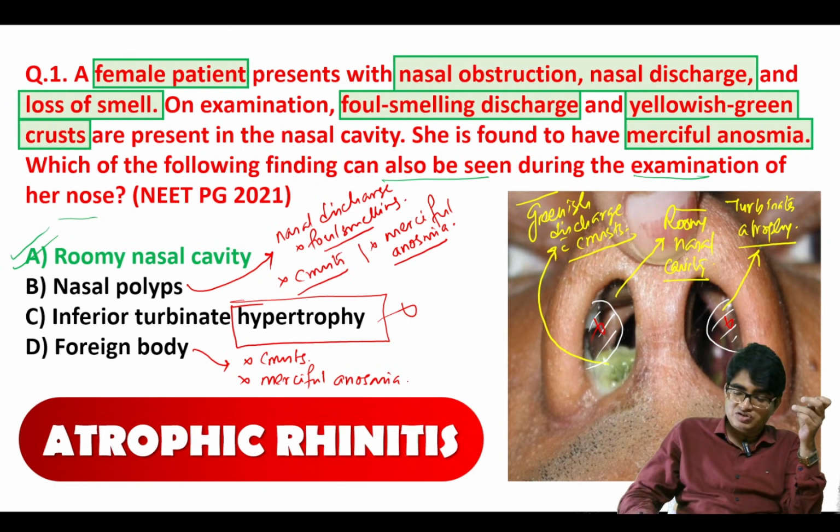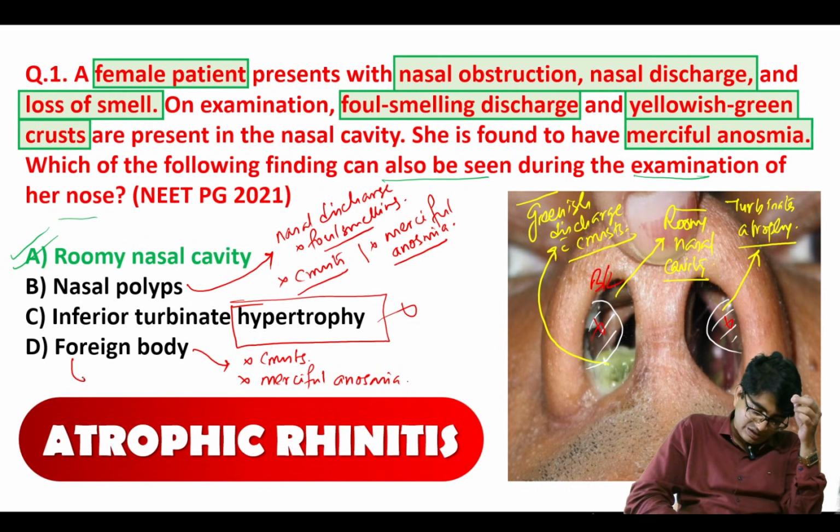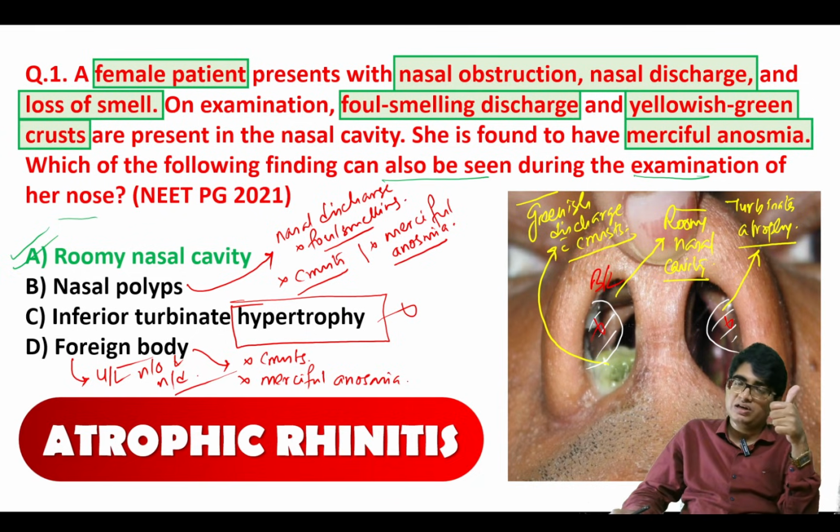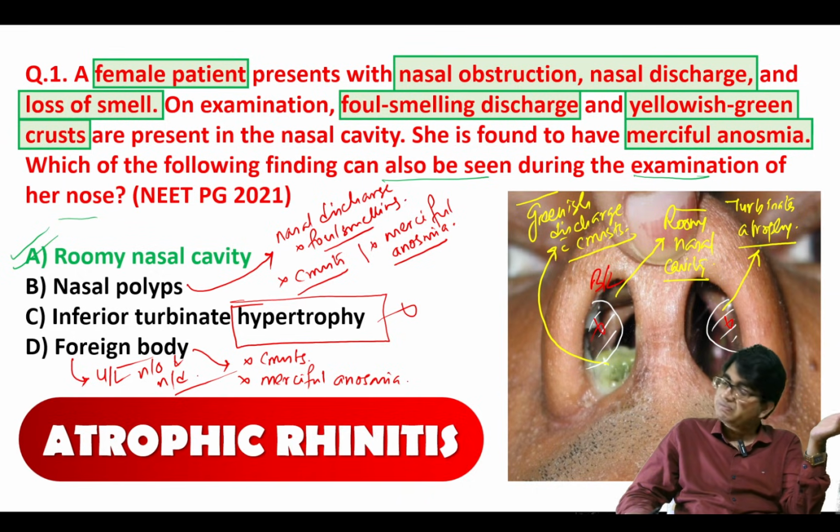In these conditions of atrophic rhinitis, it is mostly bilateral. It is mostly bilateral involvement, correct? But in foreign body impaction, it is mostly unilateral nasal obstruction as well as nasal discharge, correct? Okay, so that is important in differentiating the foreign body impaction from atrophic rhinitis.